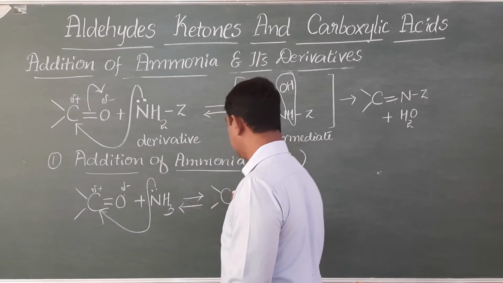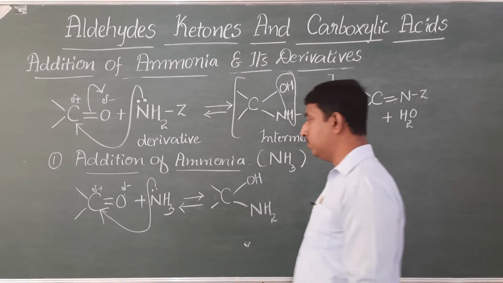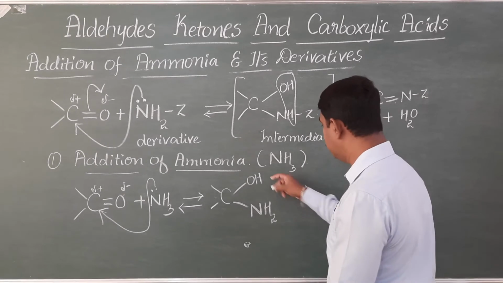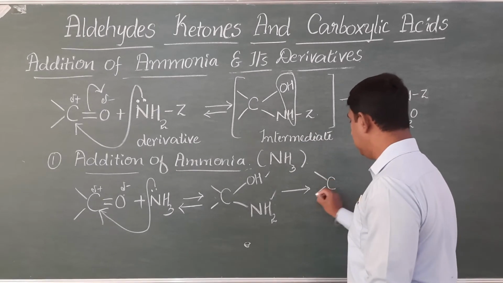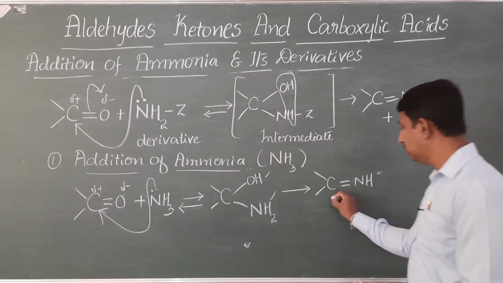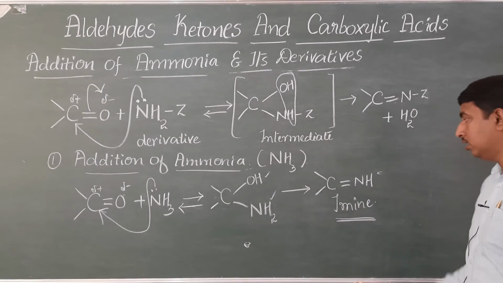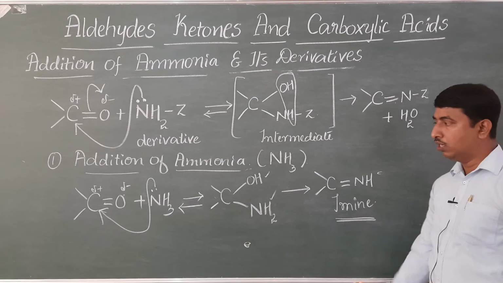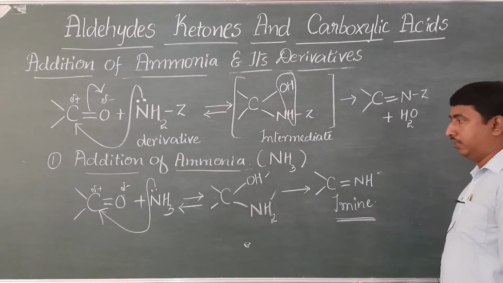It is C, this becomes OH, NH2. Last step, elimination of water. Remove a molecule of water. OH is there. We have to remove one hydrogen from this. That is C double bond NH. This is called imine. In Stephen's reaction we already studied the C double bond NH group. It is called imine. So aldehydes and ketones react with a molecule of ammonia to form imine.